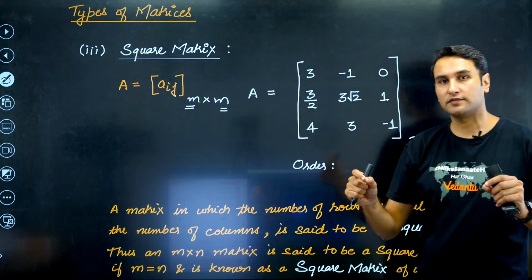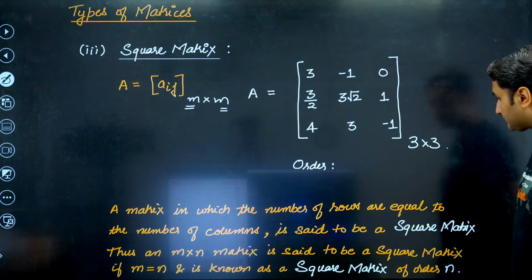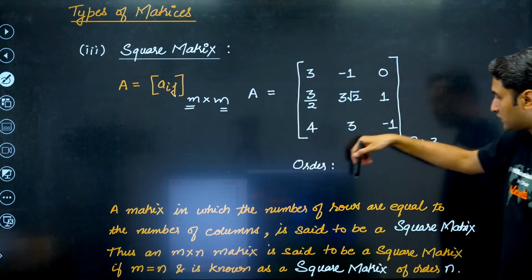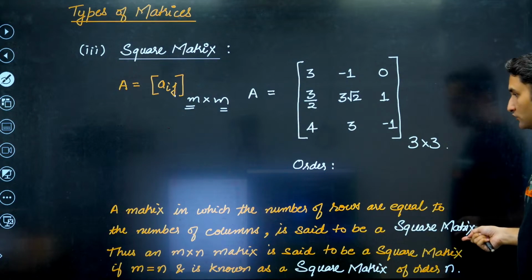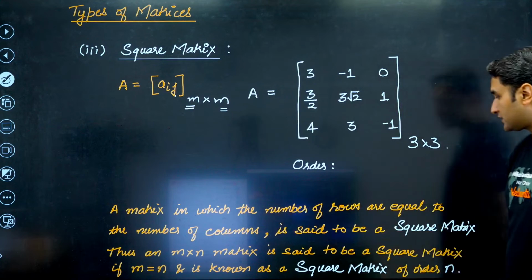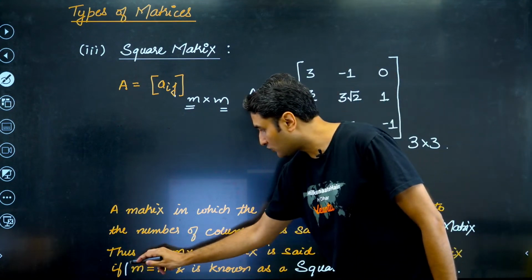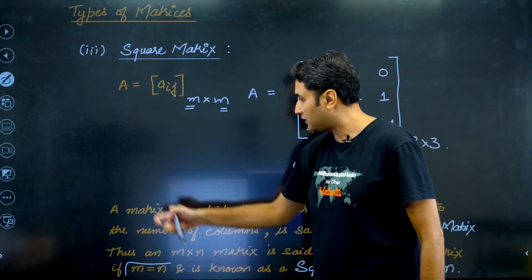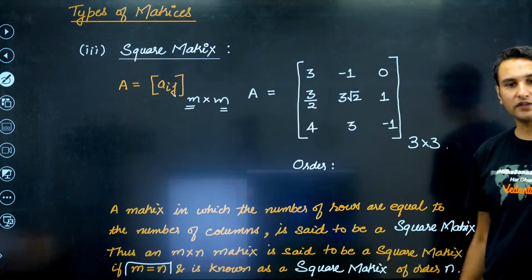Equal number of rows and columns, as simple as that. The definition is: a matrix in which the number of rows is equal to the number of columns is said to be a square matrix. Thus, an m by n matrix is said to be a square matrix if m is equal to n. If m is equal to n, it's a square matrix, very simple.